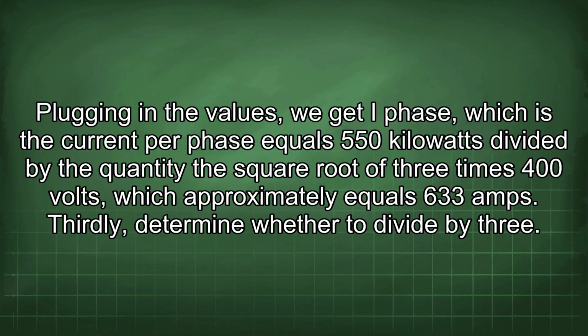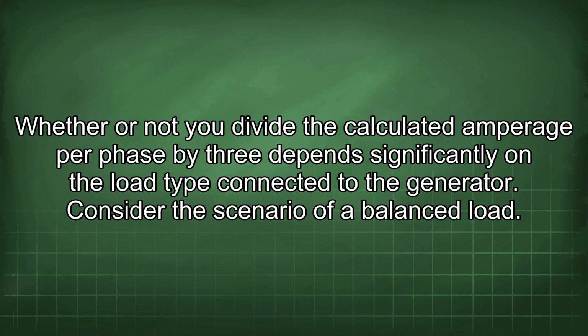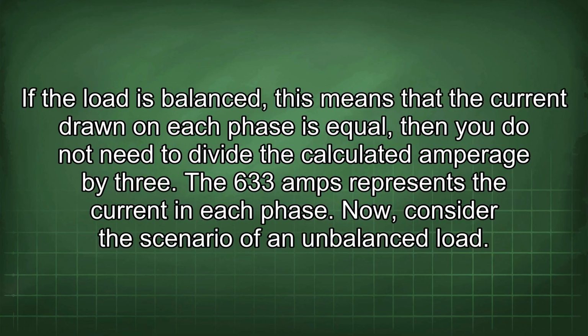Thirdly, determine whether to divide by 3. Whether or not you divide the calculated amperage per phase by 3 depends significantly on the load type connected to the generator. Consider the scenario of a balanced load. If the load is balanced, this means that the current drawn on each phase is equal, then you do not need to divide the calculated amperage by 3. The 633 amps represents the current in each phase.